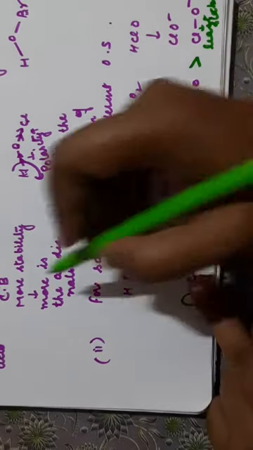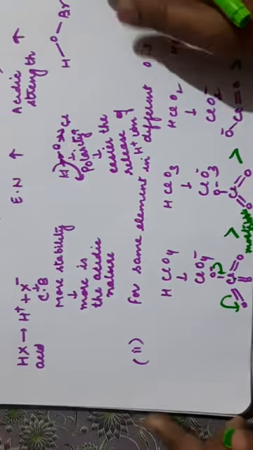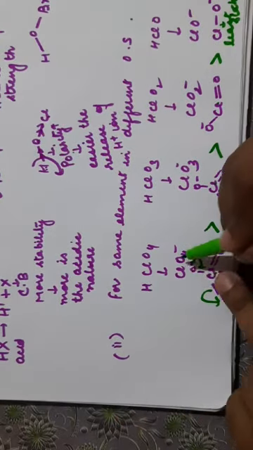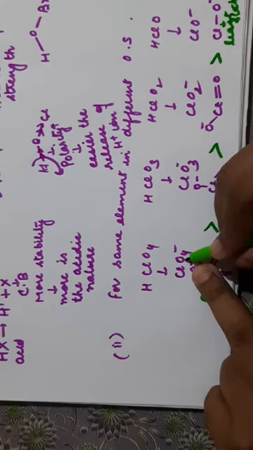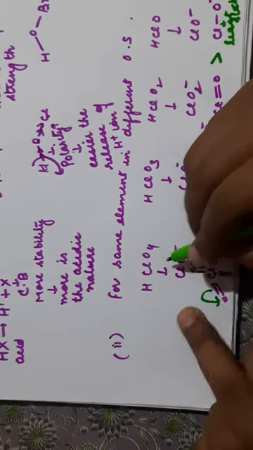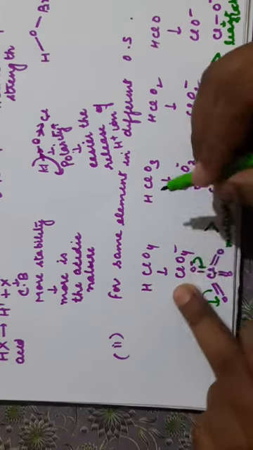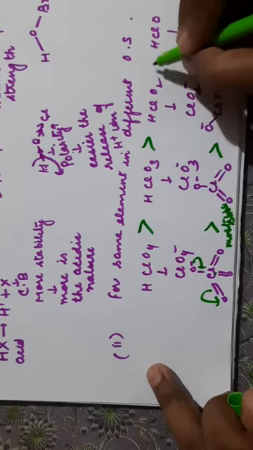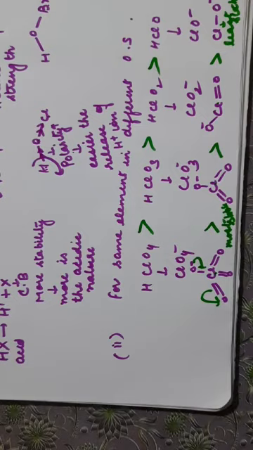The more the stability of the conjugate base, I have told you, the more will be the acidic order. Now since it is most stable, HClO4 or perchloric acid can easily release its proton and change to ClO4 minus. So the acidic strength will decrease in this order. I hope it is clear.